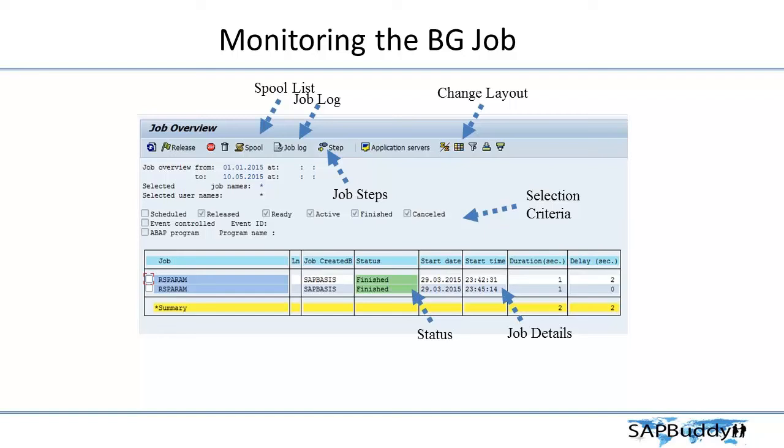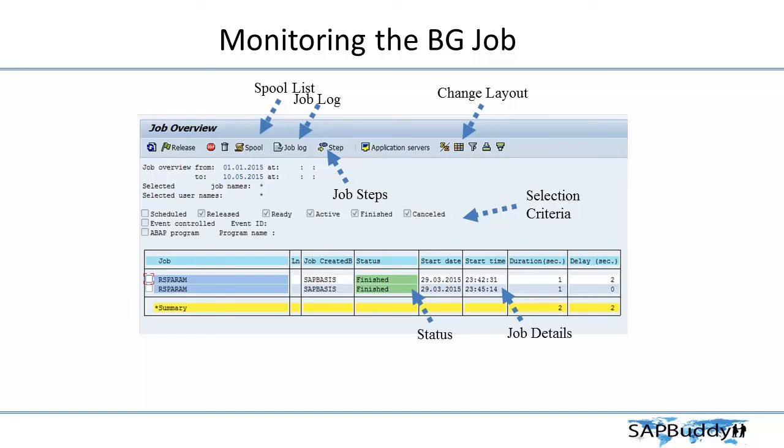Next, let's see how we monitor background jobs. Background jobs are monitored in the transaction code SM37. When you go to SM37, you will come to this screen, where you can find quite a lot of information about the background jobs.